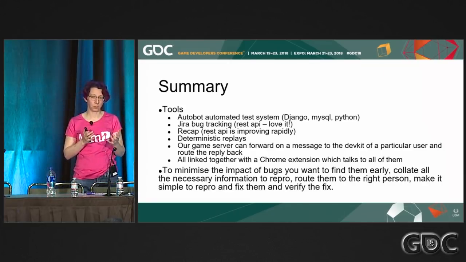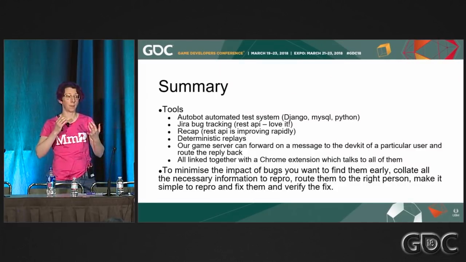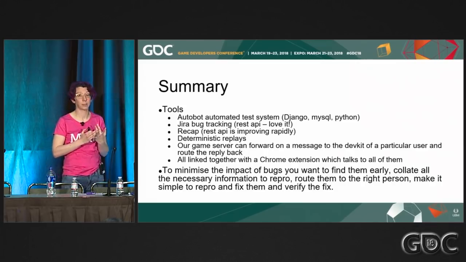So it's all about trying to make sure that we find the bugs early, we attach all the information that we need to route them to the right person and to repro them. And then we want to make it really simple to repro the bug and to mark it fixed. It's just a bunch of little things trying to make sure that people have the information in front of them at the right time, and trying to make little improvements to the workflow. And all the little improvements add up to a really nice, smooth, slick workflow. And then suddenly you've got less bugs, which is awesome.